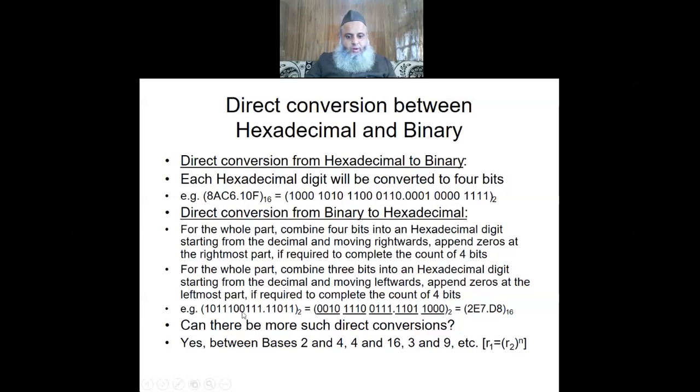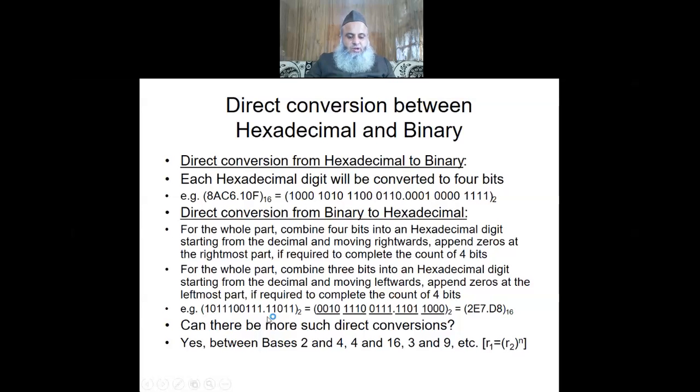So 1110, 4 bits up till now, and then 0111. After having this, you are just left with 2 bits, so append zeros on this side. You can do it, append zeros. That will not make any difference to the number. So it will be 0100.